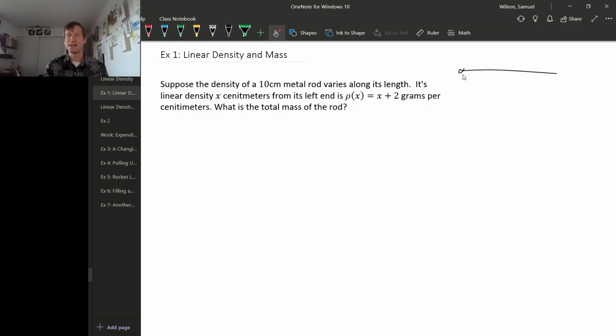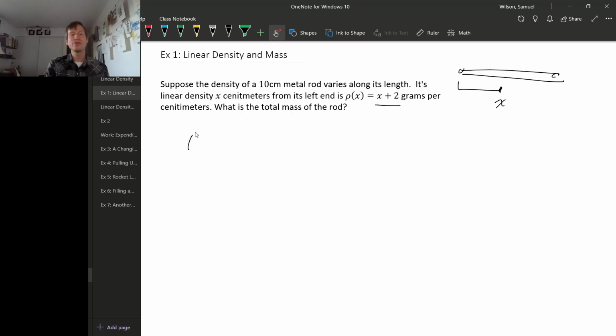So we have this rod like this, and its linear density x centimeters from its left end is given by this formula, x plus 2 grams per centimeter. So we're measuring position along this rod by taking the distance from the left-hand end. What is the total mass of this rod?